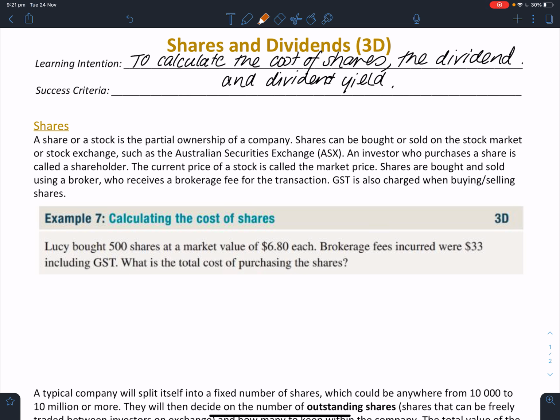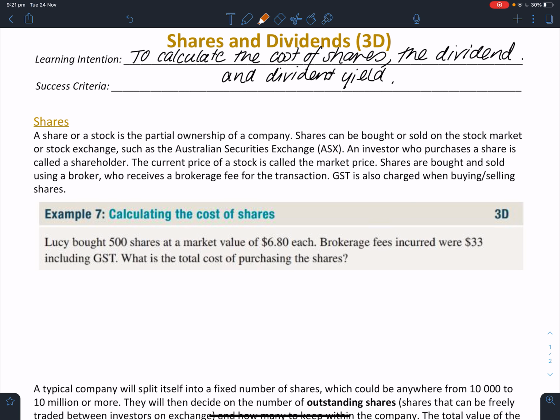Someone who purchases a share in a company is an investor who is a shareholder. The current price of stock is called the market price, so what it's worth. The value of your shares goes up and down, depending on what the company is worth and what's happening in the market at the time. When you buy and sell shares, you generally do this through a broker. You don't just go up to someone and purchase them yourself. There is generally a middleman, and that person gets a brokerage fee for the transaction. They have to make some sort of money off it as well. When you are buying and selling shares, GST is also a factor that needs to be calculated.